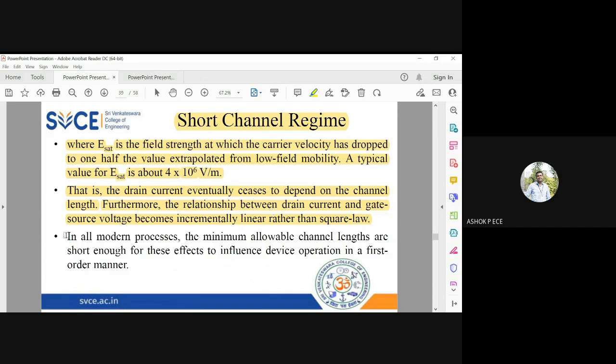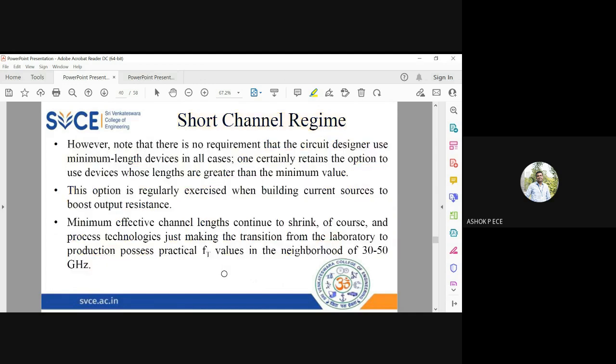In all modern fabrication methods, the minimum allowable channel lengths are short enough that the device operates in the short channel regime. Short channel devices are available now, but when you use them, you have to apply the corresponding mathematics for short channel, and you should not use the equations derived for the long channel regime. However, there is no requirement that one has to use a short channel device or a long channel device for an application.